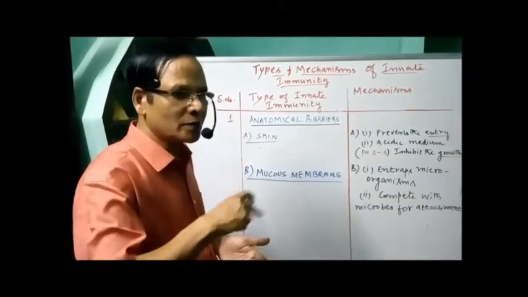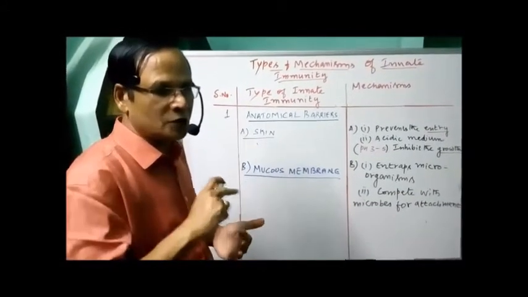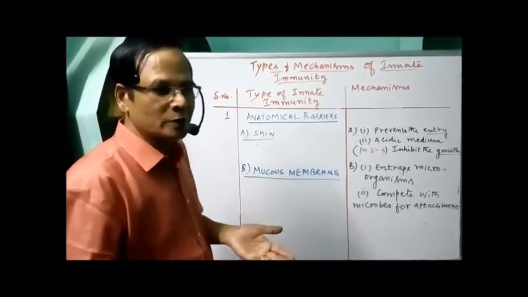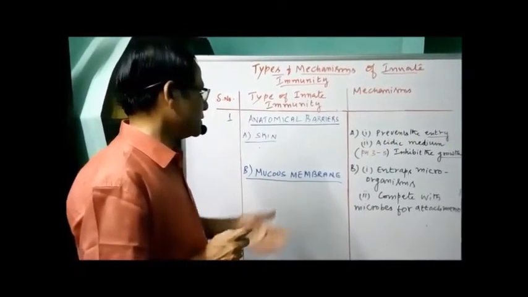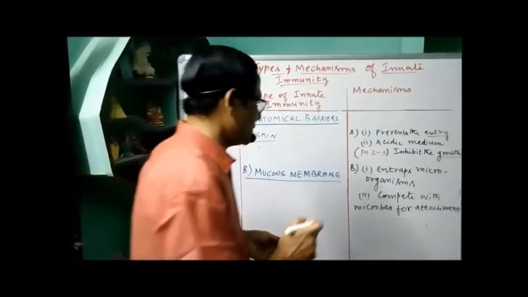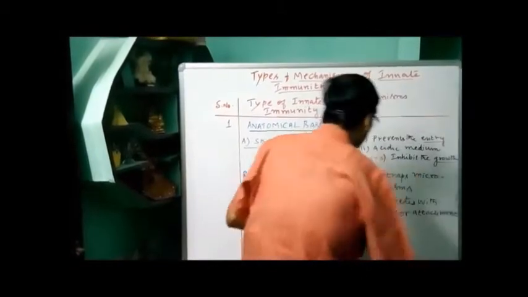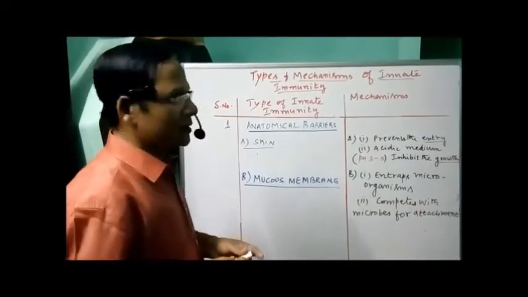And the mucous layer is being propelled out by the streaming movement and also the ciliary movement of the respiratory tract. So it competes with microbes for attachment. These are the 2 organs concerned with anatomical barriers.